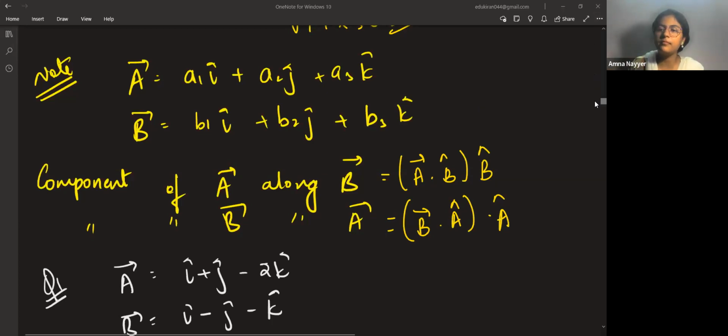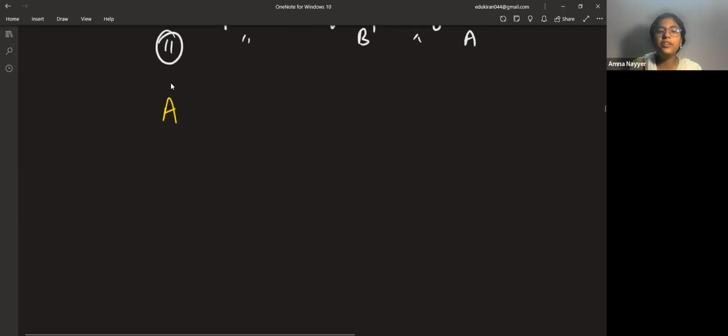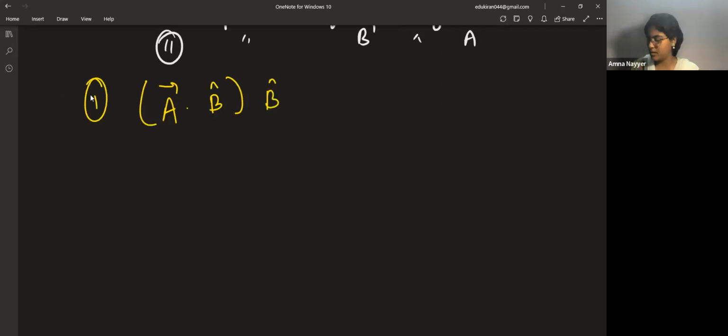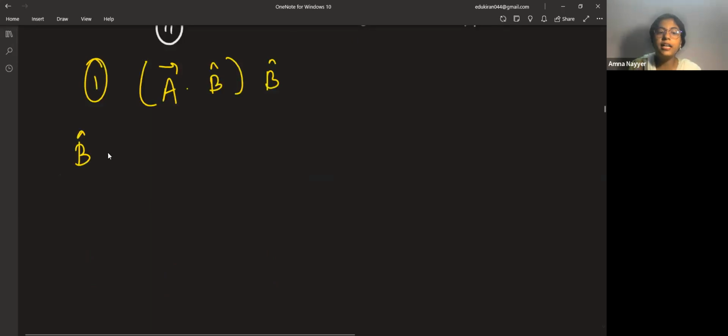See, component of A along B, suppose we have to find out. One only we'll solve, second we'll leave. If I have to find out component of A along B, this will be the formula for the first one. Okay. Now see, what is A vector? A vector, we'll write it as it is. So we have the vector A. What is B cap? I have told you to make any unit vector, take the vector as it is and divide by its magnitude.